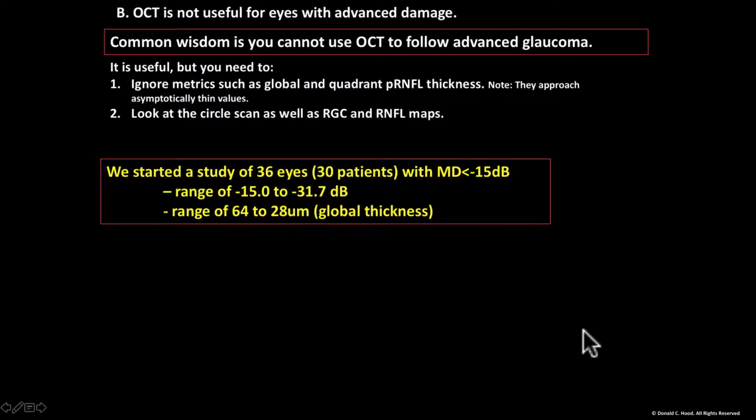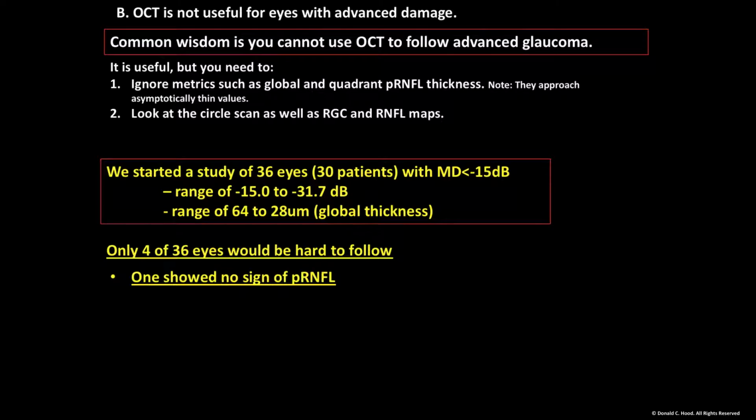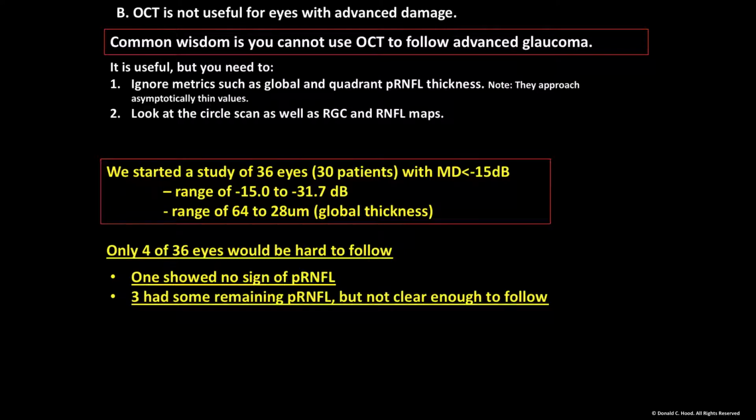Okay, so I told you we started a study with 36 eyes. Only 4 of the 36 so far would be hard to follow with an OCT. One showed no sign of retinal nerve fiber layer because all the points in the field were worse than minus 10. And then 3 had some remaining retinal nerve fiber layer, but not clear enough to follow.